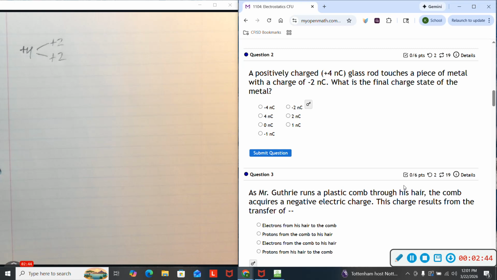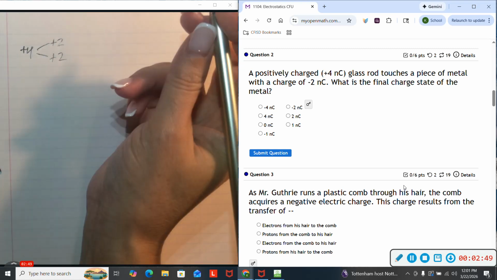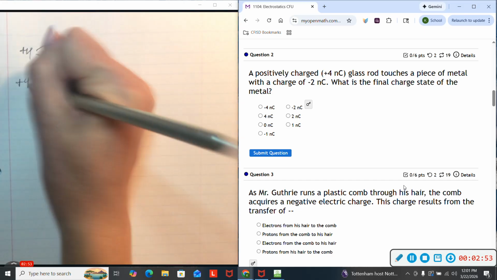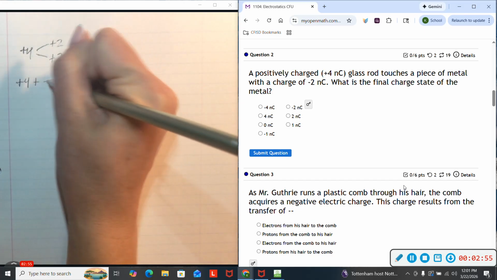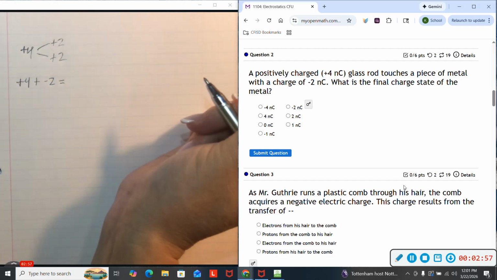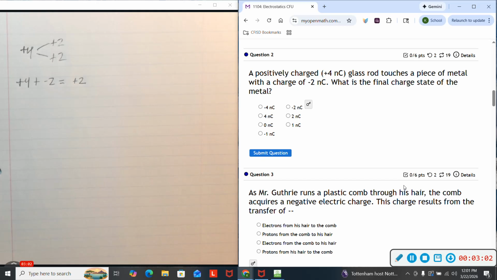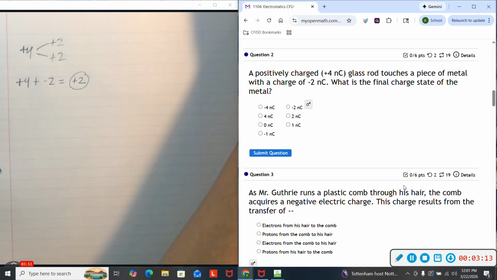opposite charges, and so what you have to do to approach this is you have to figure out what the total charge state is for the system. And so we had a +4 charge and we had a -2 charge, and that total charge for the system is therefore +2. And so instead of splitting this between them, this is the overall charge of the system that gets split, and we're splitting it between the two objects. So that means both of them would have to have a +1 charge. So that should be 1 nanocoulomb.